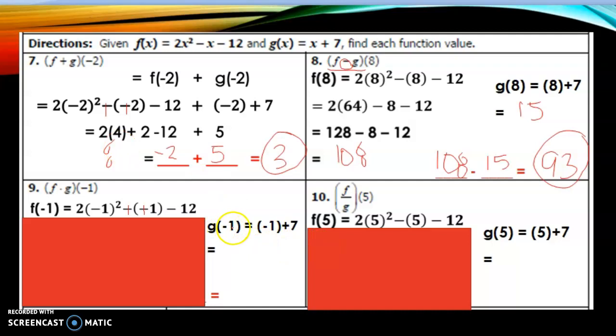G of -1. I'm going to plug it in. Well, -1 plus 7. I'm going to do that one real quick. -1 plus 7, 6. Really nice. Okay, so we found our g. We need to find our f.